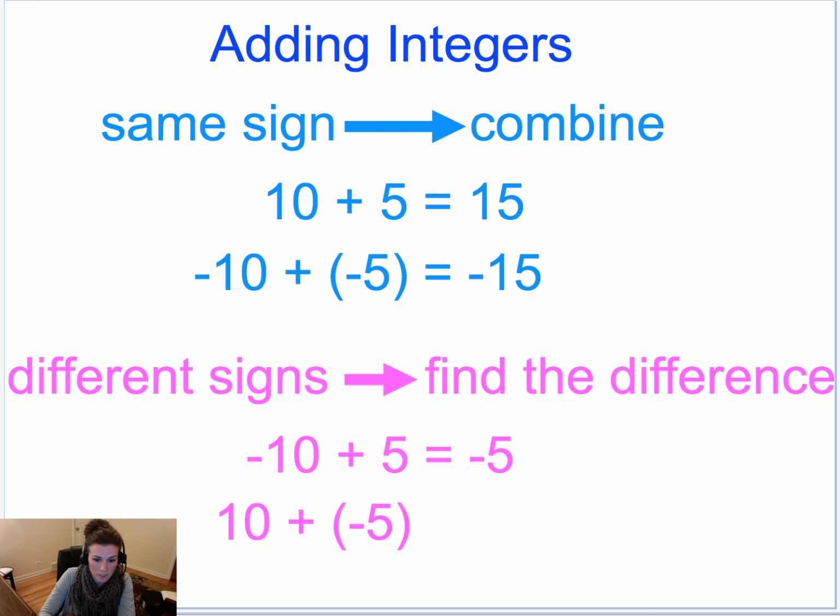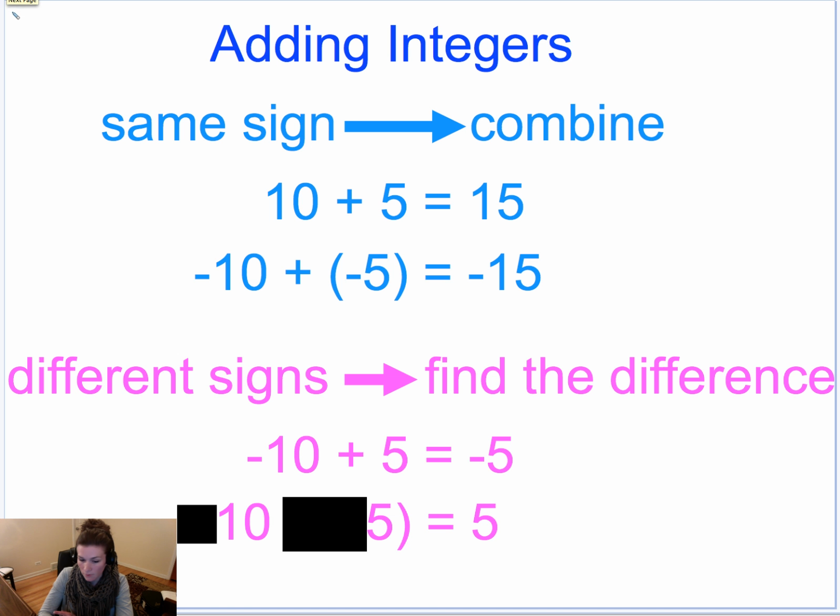Take a look at another example like that. Here we have 10 plus negative 5. 10 is positive, 5 is negative, so they're different signs. So I know I need to subtract, so I'm going to ignore the signs now. 10 minus 5 would give me 5. But I have to figure out whether it should be positive or negative. So ignoring the signs, which number is bigger, 10 or 5? Obviously 10 is larger. So I look at the sign in front of the 10. It's positive because there's nothing there. So that means my answer will be positive 5.